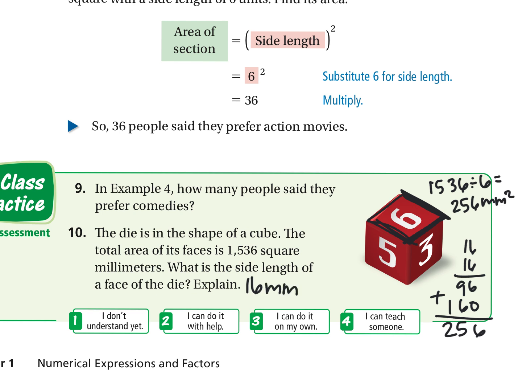It is a perfect square. So if I do 16 times 16, I end up with 256 millimeters squared, which is the area of one face of the cube. Okay, we're going to start our lesson today.